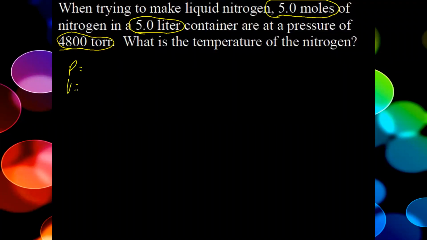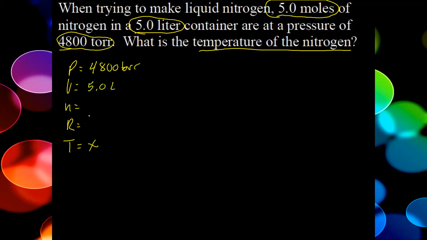PV and RT. I'm looking for the temperature of the nitrogen in the end. So I'm looking for that temperature. Pressure. Oh, I see a torr. That measures a good pressure. Let's do torr. Volume, I see liters. Let's use that as volume. Moles, I see moles. And then notice my pressure's in torr, so my R has to be the number with torr. 62.4 liters torr per mole K.